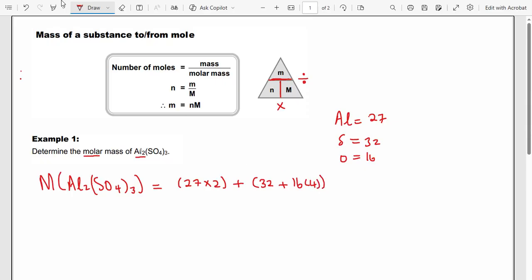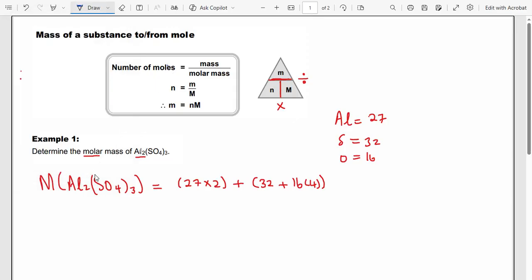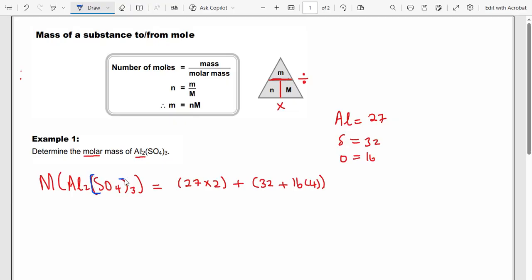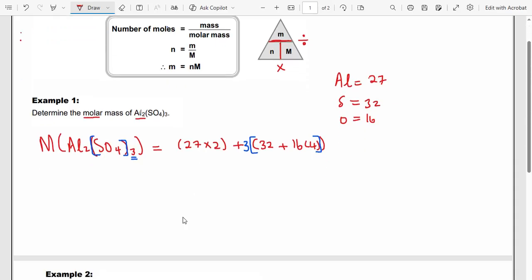Right. So now there is this part here, all this part, or let me just write it like this, all this part here should be multiplied by that 3. So this tells me that everything inside should be multiplied by 3. That's how easy it is to find the molar mass. So let me quickly work this one out.